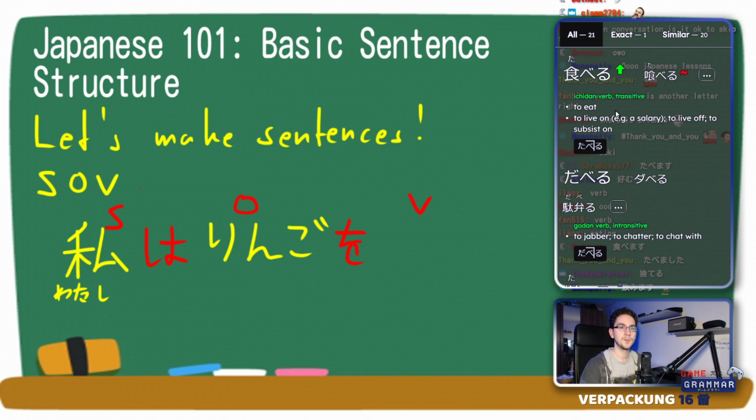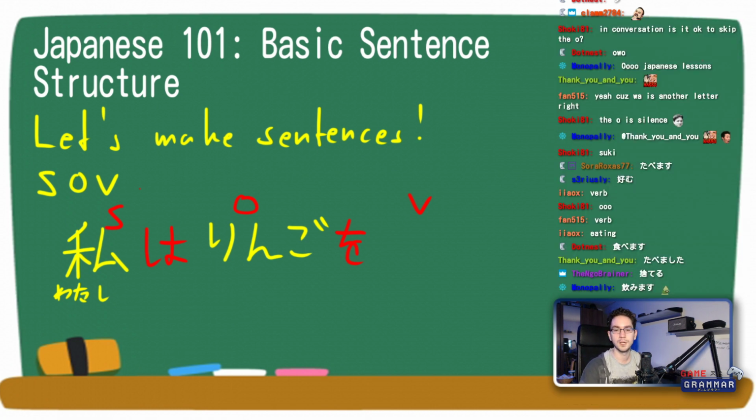There you go. Taberu, to eat, right? It's just to eat. And then we're going to look into this word here, transitive. We're going to look at transitivity in detail in a future episode. That might be episode 3 to 5, I'm not sure yet. But transitivity is going to be very important in the future. For now, let's not worry about it too much, but keep it in mind, it is very important.